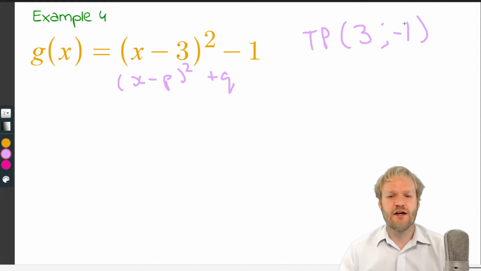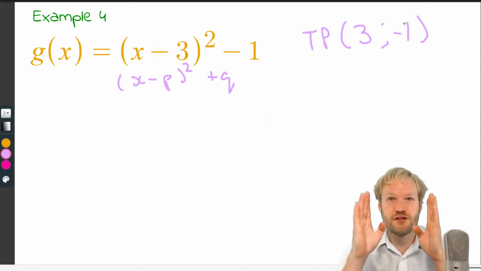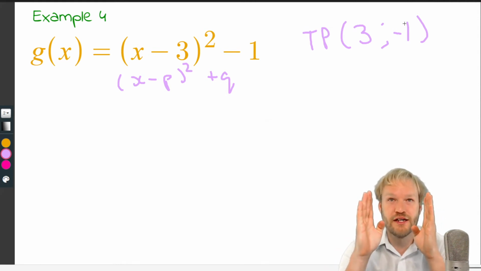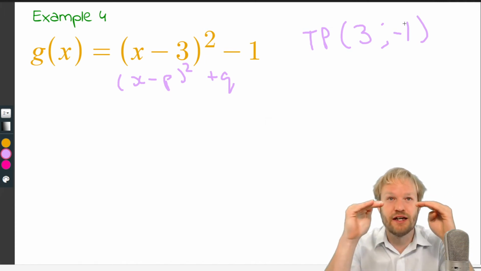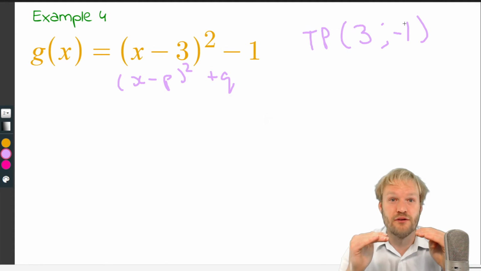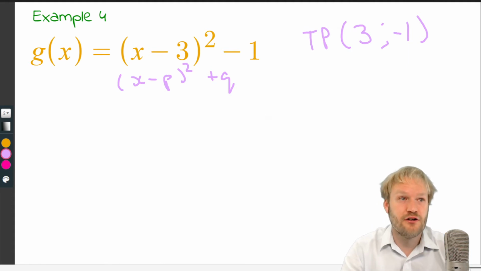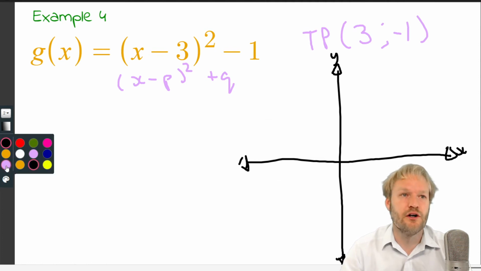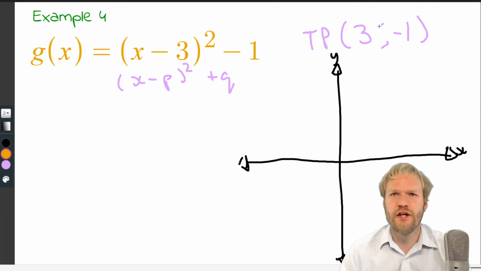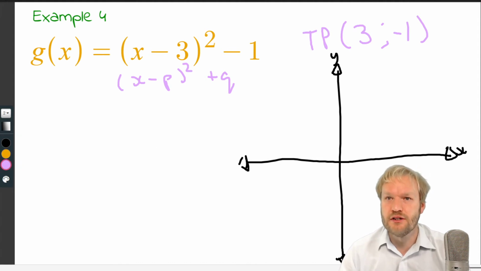In other words, it is translated horizontally, moved right by 3, and vertically it's moved down by 1. So now we've got our function ready to go, on our axes we go, okay, we know our turning point is (3, -1), so let's put it about there.